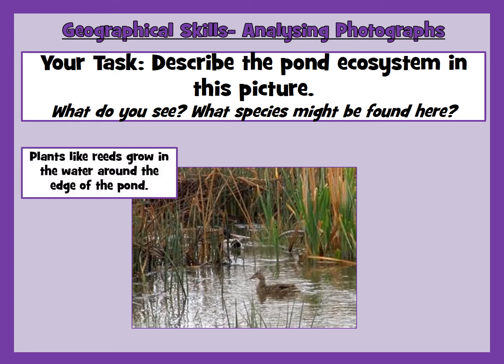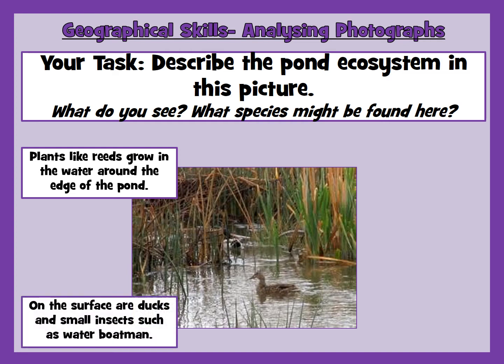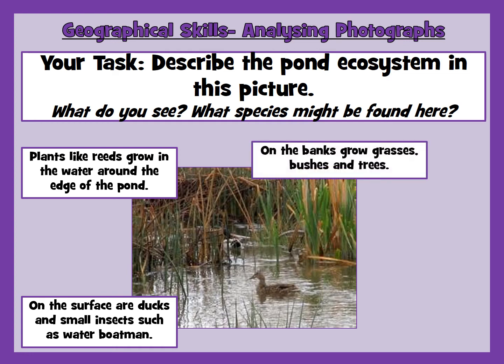So plants like reeds, I'm not just saying they grow, but they grow in a particular place. They're growing around the edge of the pond, aren't they? They don't just grow right in the middle usually. On the surface we can see ducks, and there's probably some small insects such as water boatmen. So they're the tiny little kind of pond skippers that hop along the top of a pond. I'm sure you've seen them before. On the banks of the pond, we've got grasses, we've got some bushes, and there's probably some trees as well. We can't necessarily see them this zoomed in on the picture though.